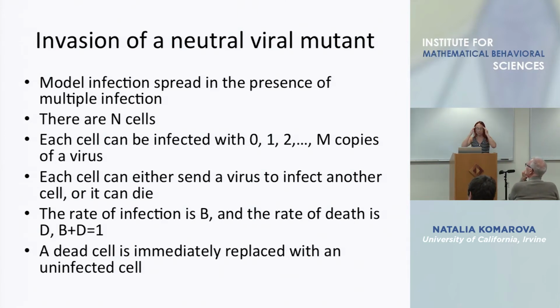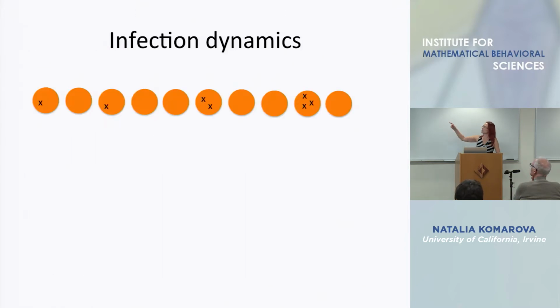Let's model infection spread in the presence of multiple infection. There are n cells, and each cell can be infected with 1, 2, 3, up to m copies of virus. Let me just show you a picture. Okay, so there are a bunch of cells. You can infect them with different numbers of copies of a virus, and the process is like this.